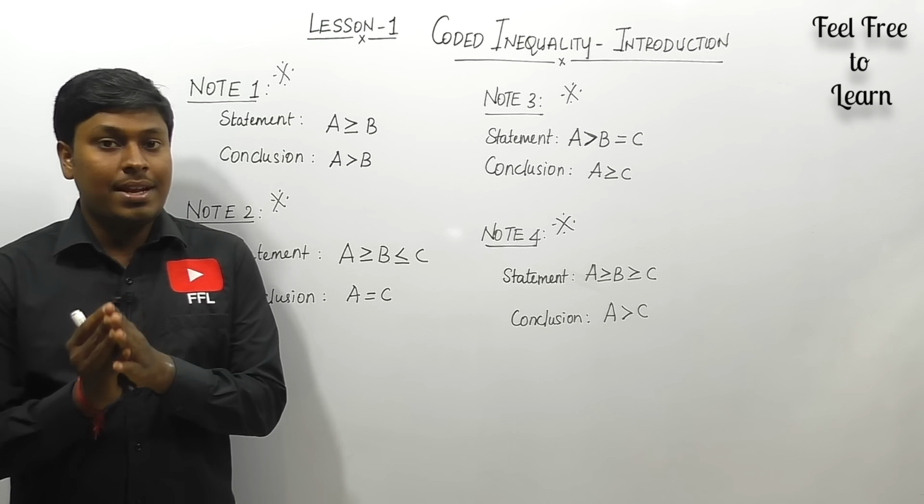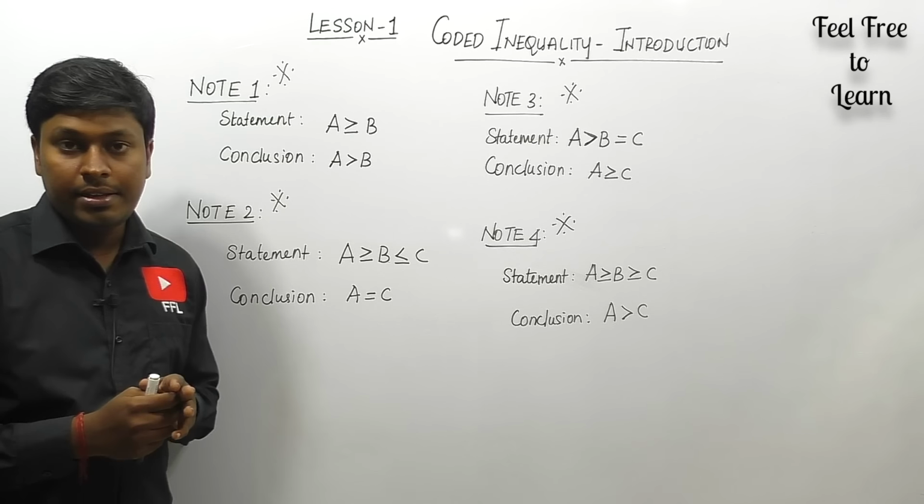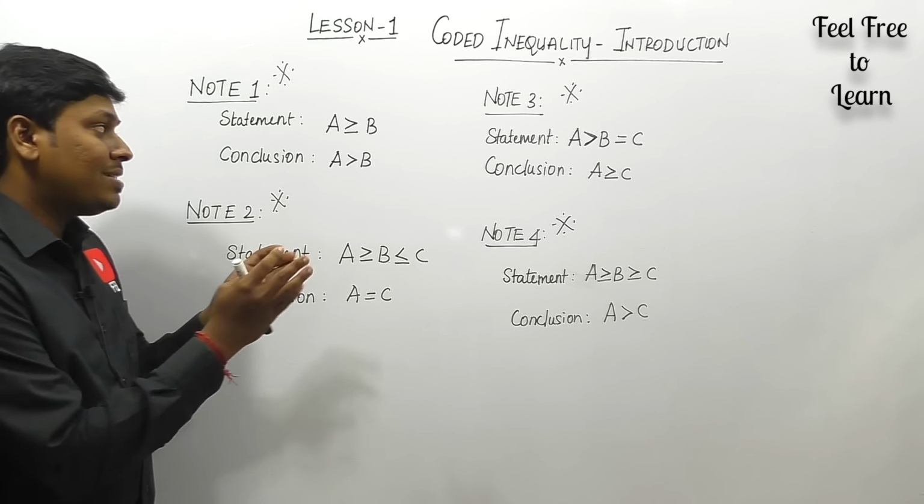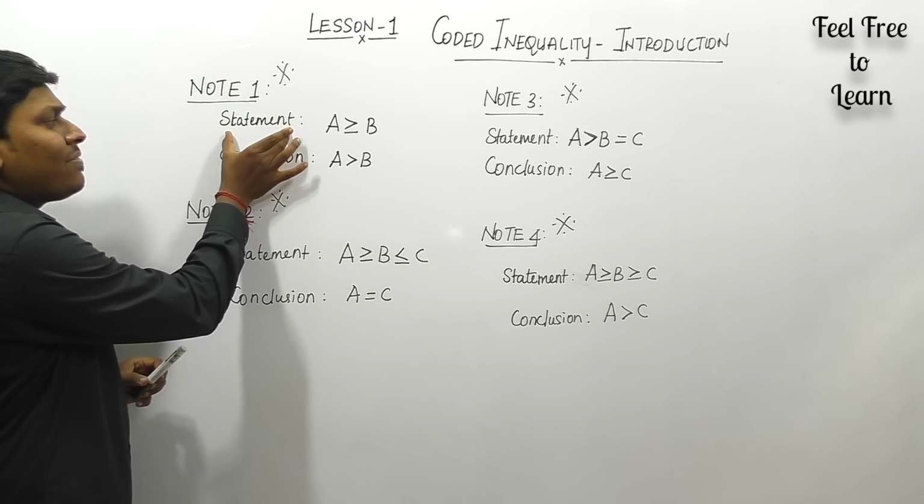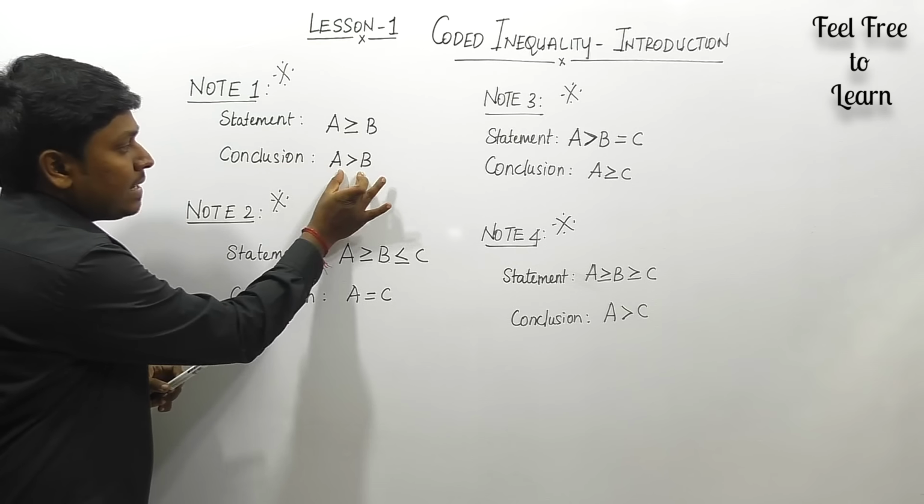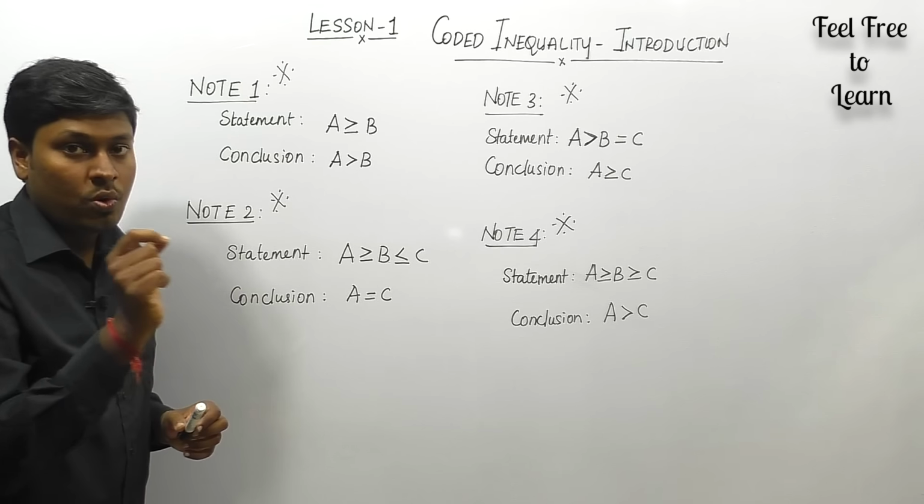Now let me move on to the last section, that is 4 important notes on the topic coded inequality. So friends, not to make any mistake on these 4 important notes, listen carefully. Note number 1: they have given a statement as A greater than or equal to B and the conclusion as A greater than B. So by seeing the statement, we need to conclude the answer is true or false.